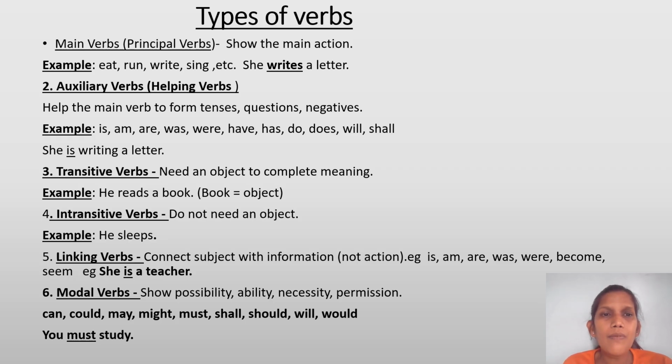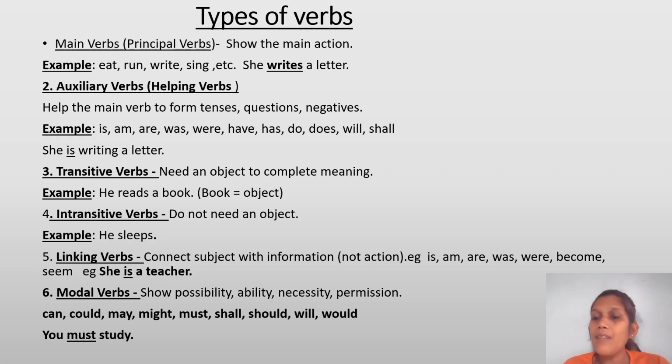Main verbs. Okay. Principal verb. Main verb is principal. It can also be called as principal verbs. That shows main action. For example, eat, run, write, sing. She writes a letter. Okay. What is she doing? She writes a letter. What she has done? She has written a letter. She writes a letter.